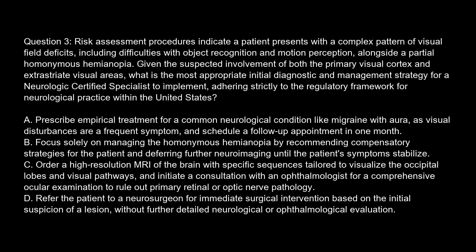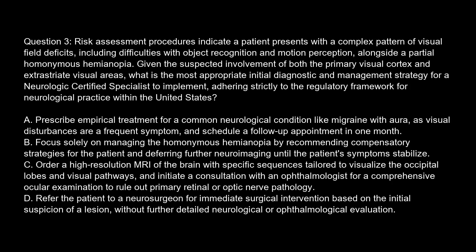Prescribe empirical treatment for a common neurological condition like migraine with aura, as visual disturbances are a frequent symptom, and schedule a follow-up appointment in 1 month. Option B. Focus solely on managing the homonymous hemianopia by recommending compensatory strategies for the patient and deferring further neuroimaging until the patient's symptoms stabilize.